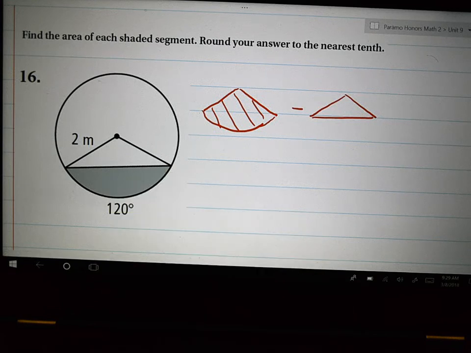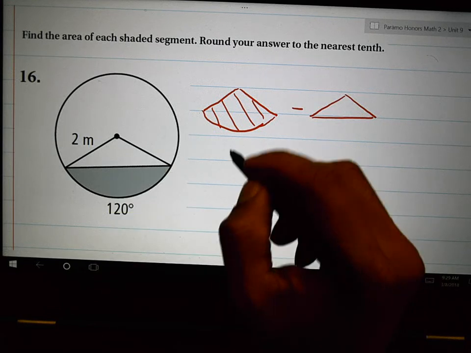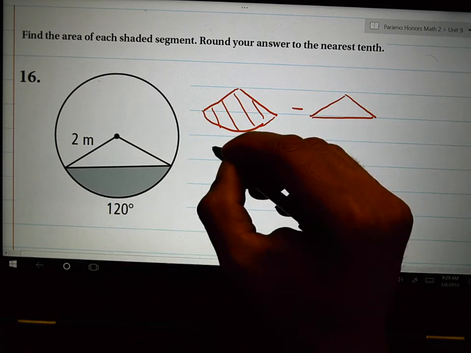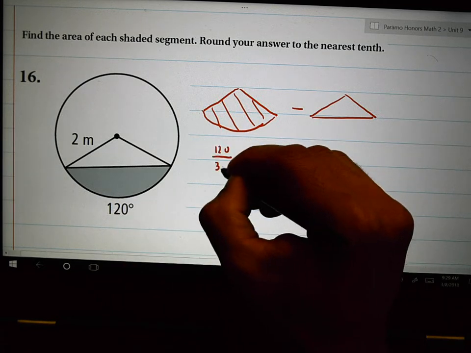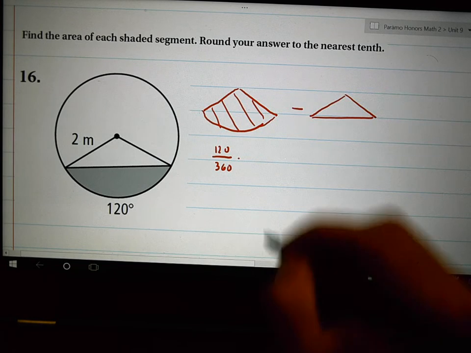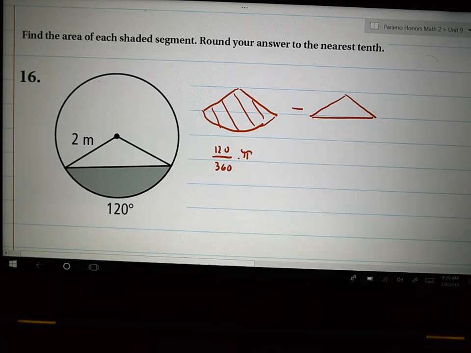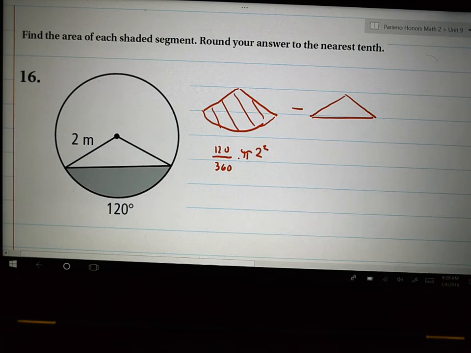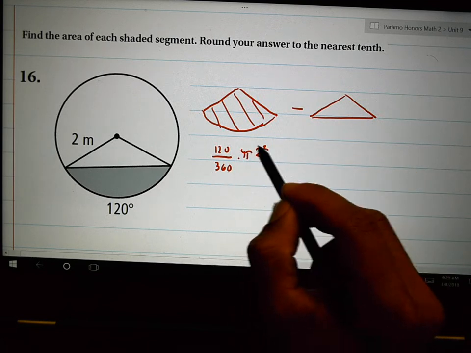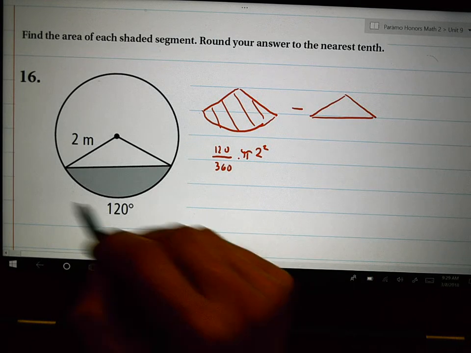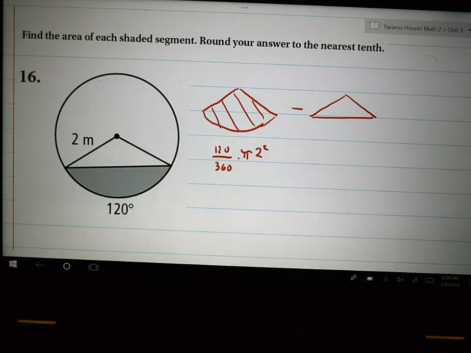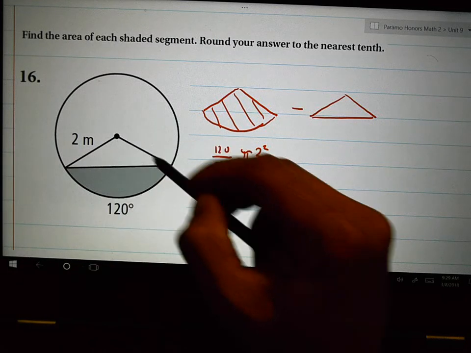So to figure out what this is, how many degrees out of 360? Times pi. What's the radius? Radius squared. This gives me 120 degrees out of 360 times pi r squared. It's going to give me the area of that whole sector.